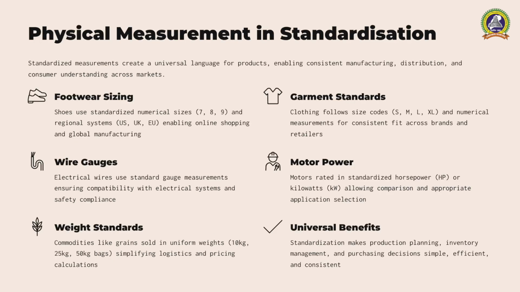To understand standardization, we must look at physical measurement. Consider this question: when you buy a pair of shoes, how do you know they will fit? You know because of standardization. Ready-made garments and shoes are standardized with numbers like size 8 or size 10. Metal sheets and wires are standardized with gauges. Electric motors are standardized with horsepower. Food grains are standardized by weight, such as 10 kg or 50 kg packets. These physical measurements define the standards.